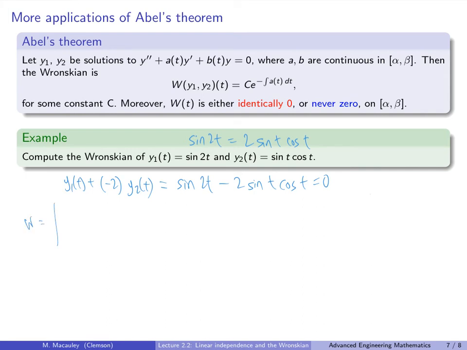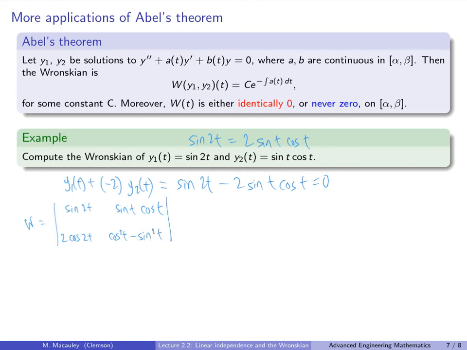So W equals sine of 2t, now let's take a derivative, and we get 2 cosine of 2t, and then sine of t cosine of t. Now we need the product rule for this, so the derivative of this is cosine of t cosine of t, so that's cosine squared of t, and then we get sine of t times the derivative of cosine, so that's minus sine squared of t.